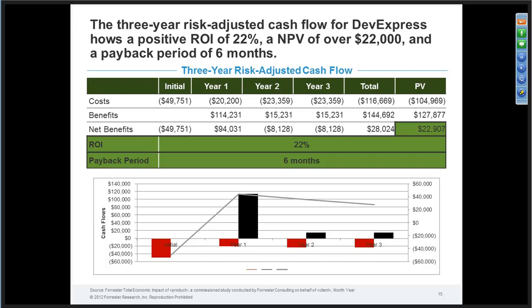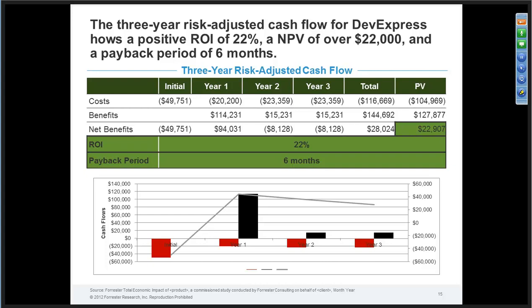That payback would have been a lot shorter if it had just been a drop-in control and there wasn't the ongoing maintenance. So this is actually a fairly conservative case study, in my opinion, of the sorts of benefits that you would look to get from dropping in the DX grid.